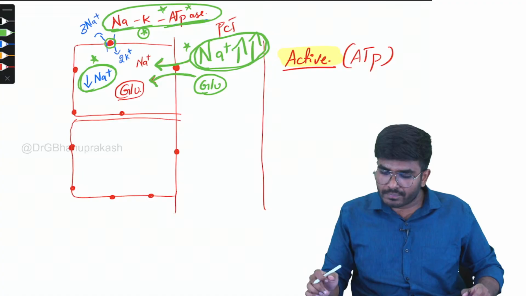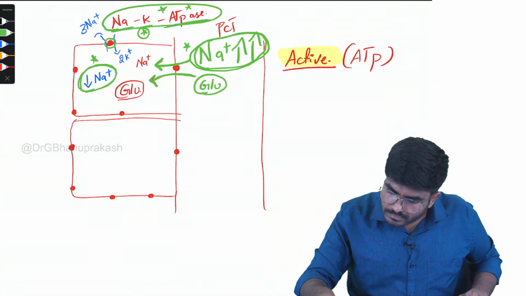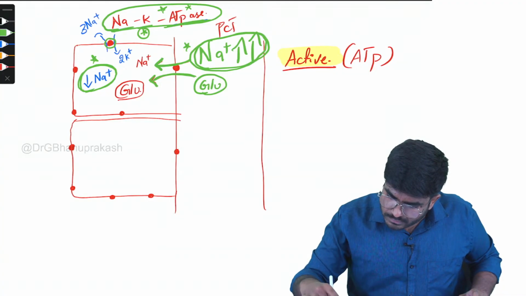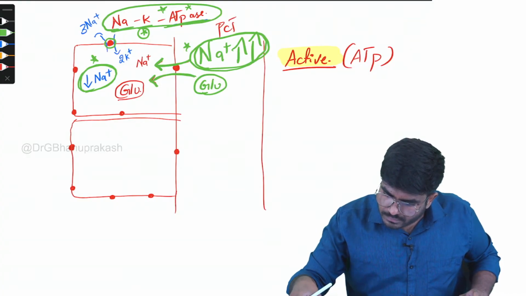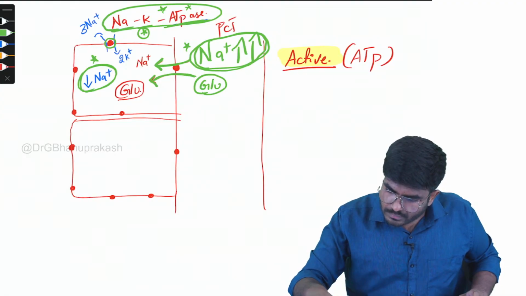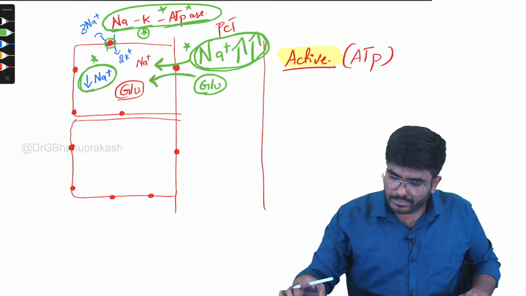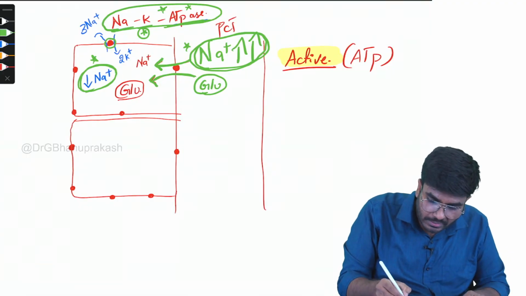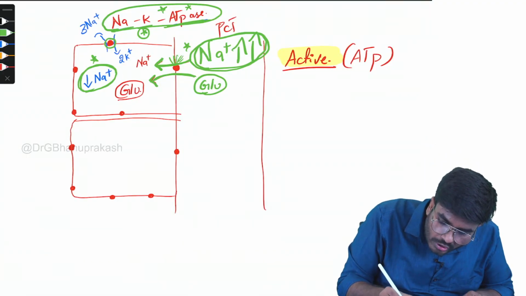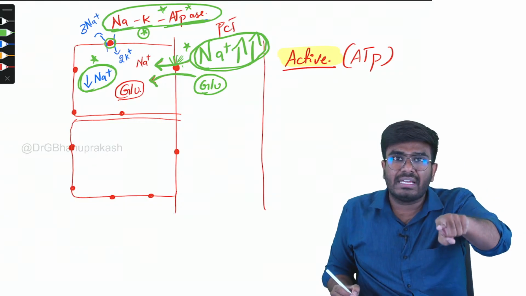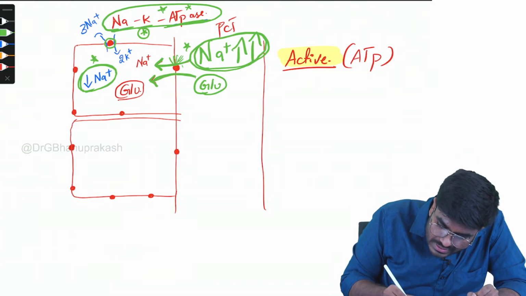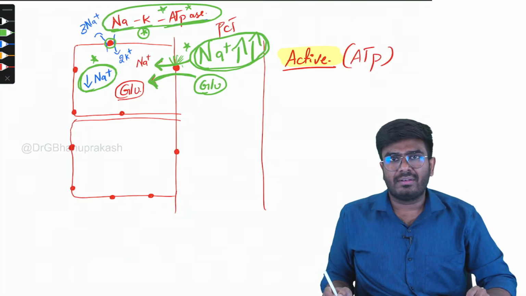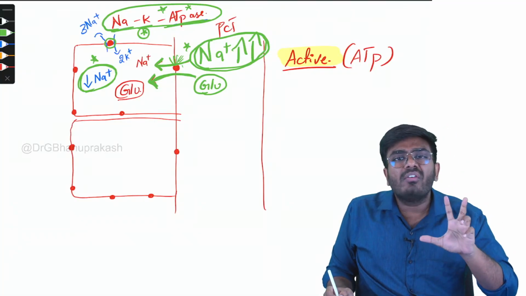So when sodium is moving from high concentration to low concentration, what will it do? It will release a lot of energy. With that energy, glucose is now reabsorbed into the cell. Okay, so it's an example of an active process.